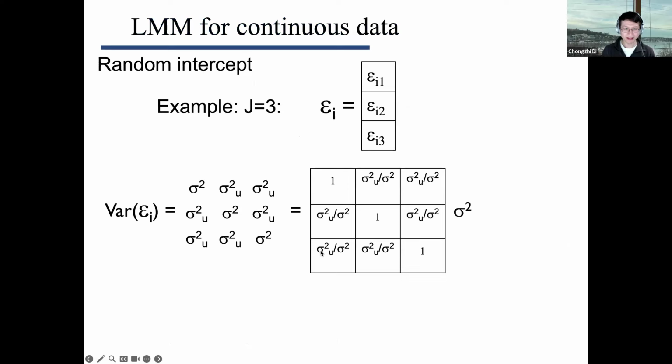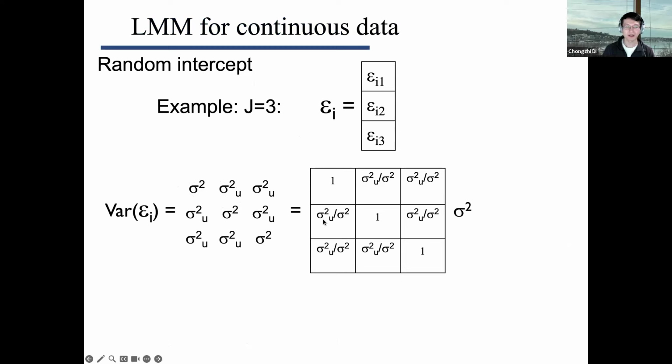Because of this, we can now write out the variance covariance matrix for the same subject. It's the same if a subject has 3 visits. Their diagonal terms are the variance sigma squared, which is really sigma u squared plus sigma e squared. But the off-diagonal covariances are always sigma u squared.